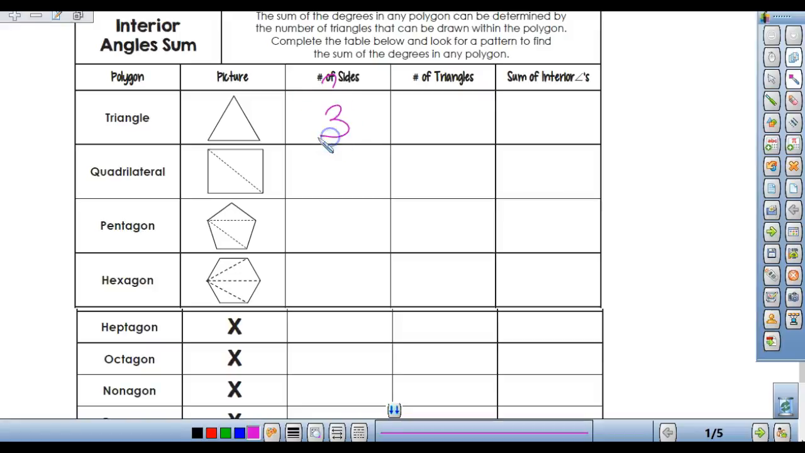Sides. So how many triangles are there? Just one. What is the angle sum set up to? 180. Good.